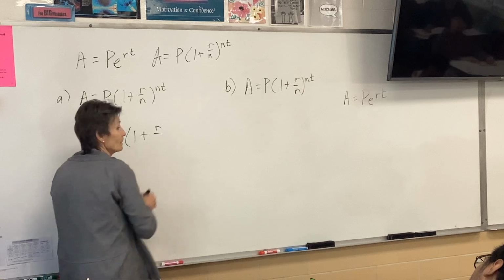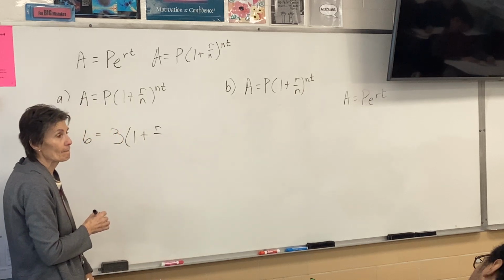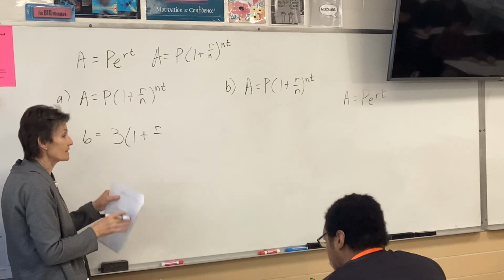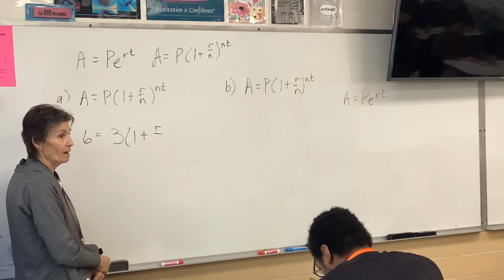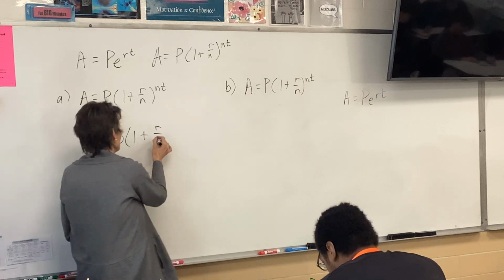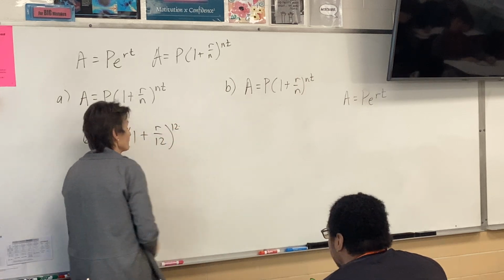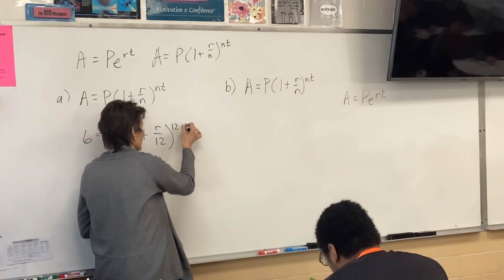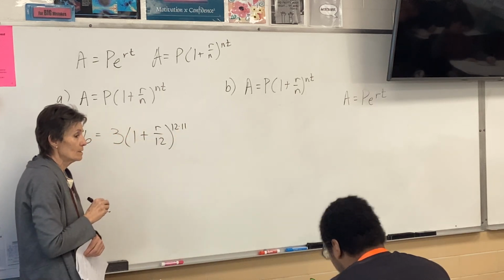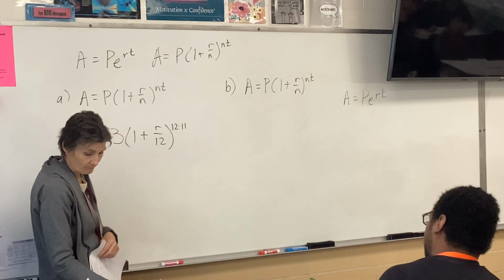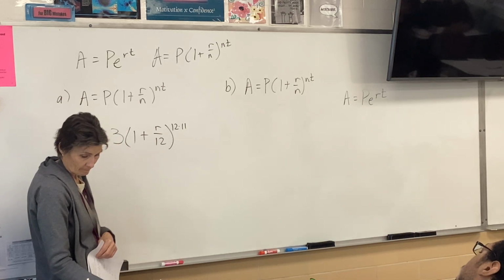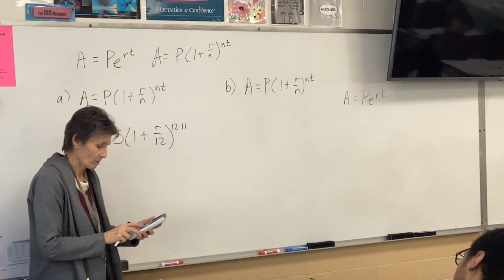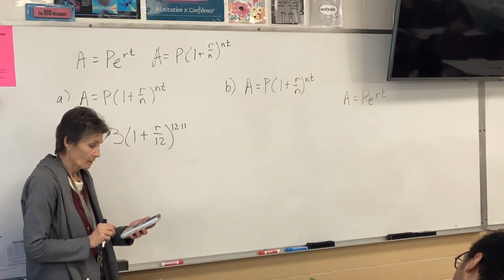All right, R is my unknown. Would you agree with that? I don't know R. I do know N though, because it says I am compounding monthly. So N is 12. And I'm doing it for 11 years. So my exponent is 132?